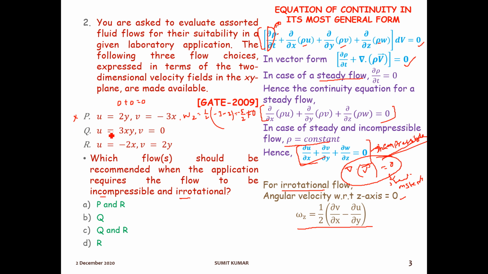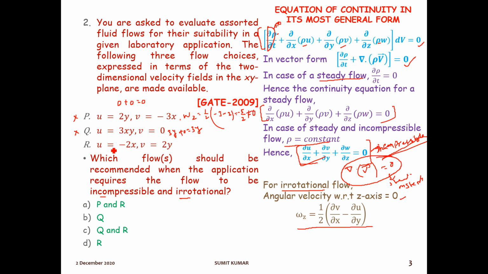Now check for Q. Here del u by del x is 3y, and del v by del y is 0. So it becomes 3y. So it means it is not an incompressible flow, it is a compressible flow. So it is also cancelled.